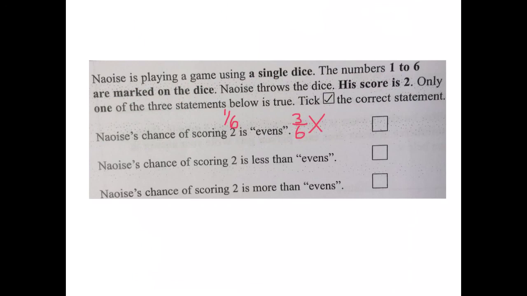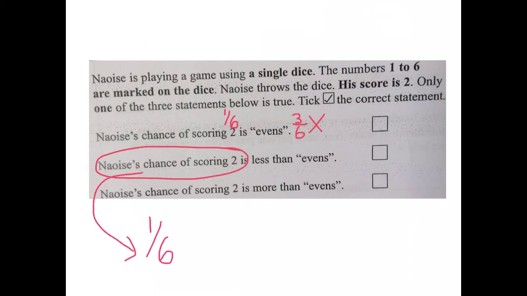Nisha's chances of scoring a 2 is less than evens. So again, his chances of scoring a 2 is 1 chance in 6. And that indeed is less than evens, because evens is 3 chances in 6. And let's just check our last statement. Nisha's chances of scoring a 2 is more than evens. Well, it is not. Chances of scoring a 2 is 1 in 6. Chances of getting an even number is 3 in 6. So our middle statement indeed is the correct one.